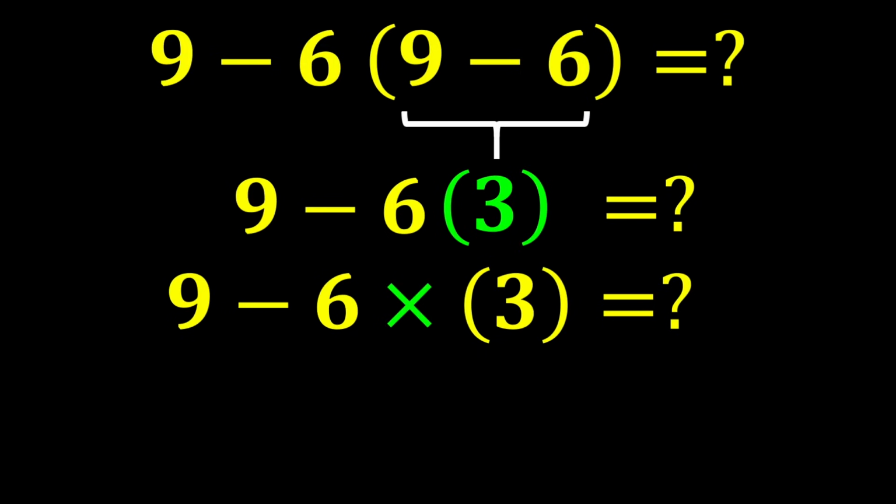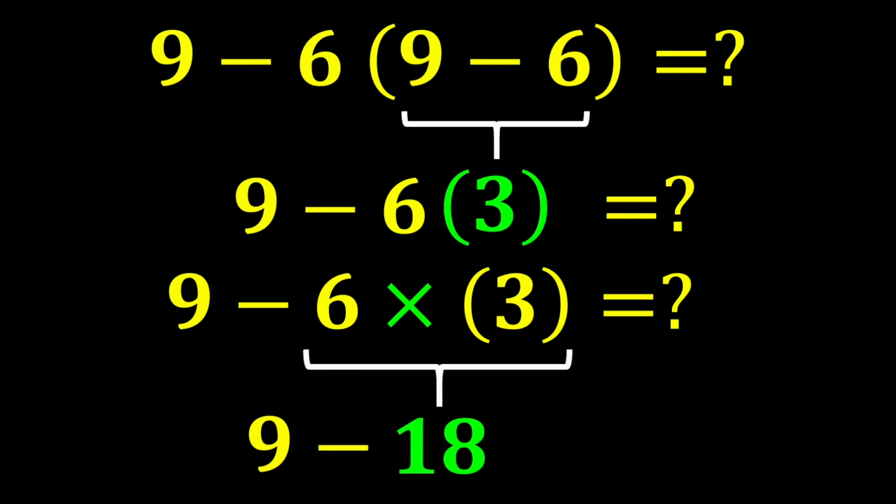According to PEMDAS, since multiplication has a higher priority than subtraction, we first calculate 6 times 3, which becomes 18. In the end, we calculate 9 minus 18, which becomes -9, and this is our correct and final answer.